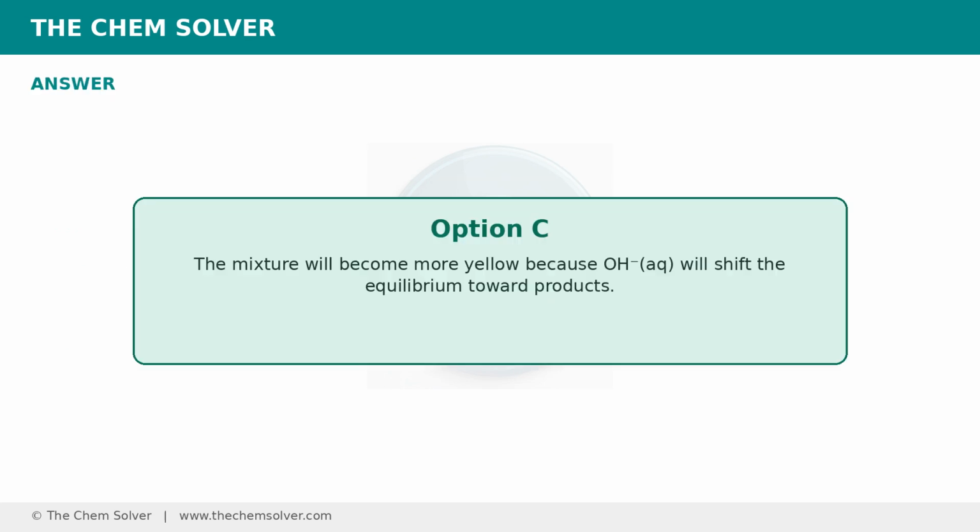The correct answer is option C. The mixture will become more yellow because OH- will shift the equilibrium toward products.